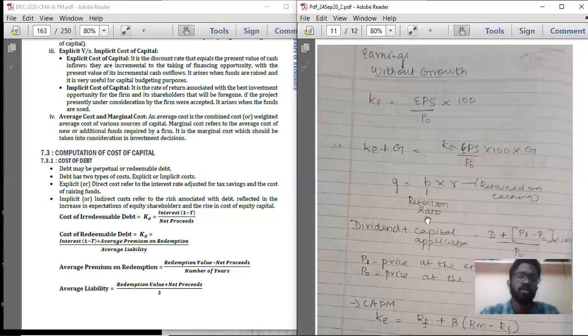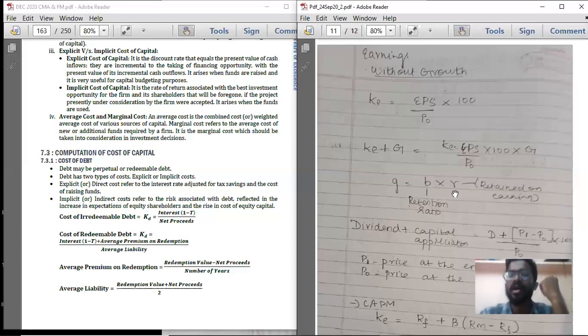Suppose a company has a dividend payout of 60%. Out of the total profits made available to the equity shareholders, that is PAT, profit after tax, 60% will be paid out as dividend. The remaining 40% will be kept in retained earnings. That remaining 40% is called the retention ratio. That's all. 1 minus dividend payout ratio is nothing but the retention ratio. Understand it. B means 1 minus dividend payout ratio. How much has been paid out as dividend and how much remains, that is called the retention ratio.